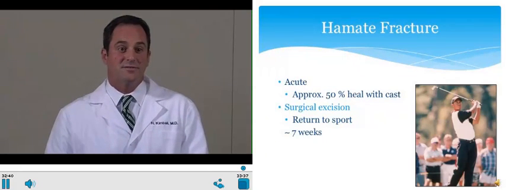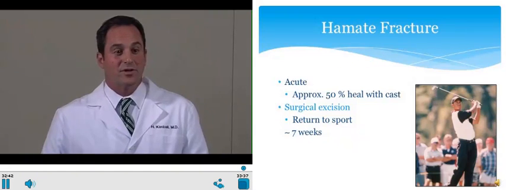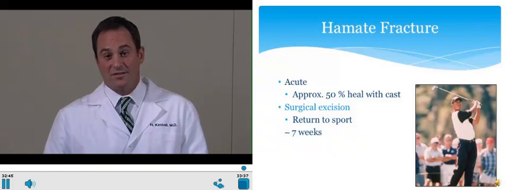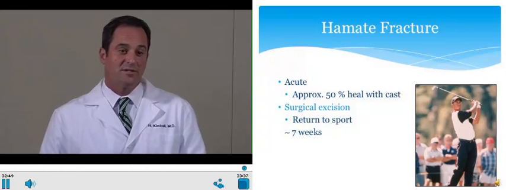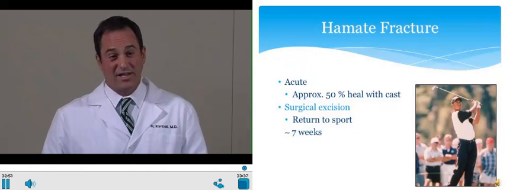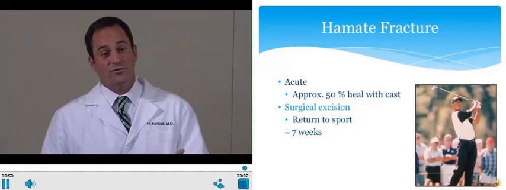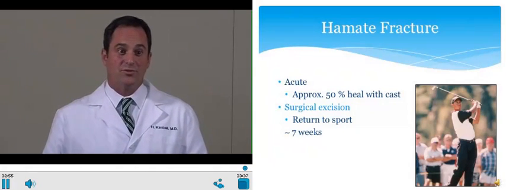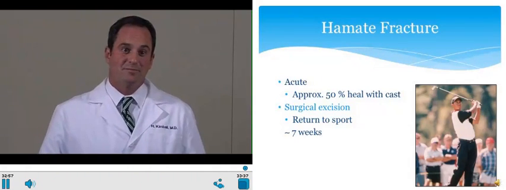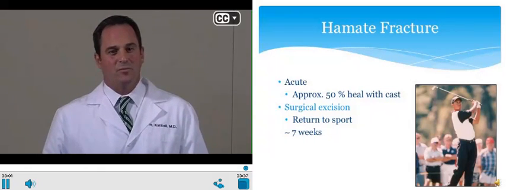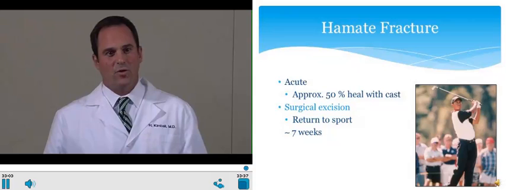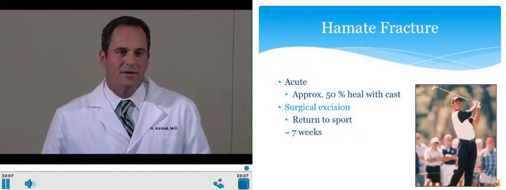For the acute fracture, just simply putting the athlete in a cast for about 4 to 6 weeks, only about 50% of those will heal. So there are certainly times where we go right to surgical excision, which gives them the end result. It's a part of the bone that's not necessary, so we don't need to actually fix that end of the bone. We take it out, and they're able to get back to their sports pretty rapidly.